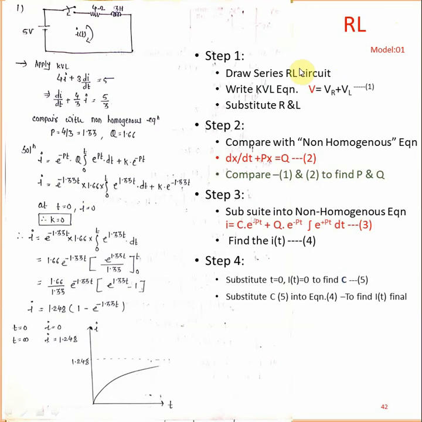So model 1 on the problem. Here only one switch is there, and a source is there. Source is present means non-homogeneous comparison. So step 1, you are going to find the KVL method.